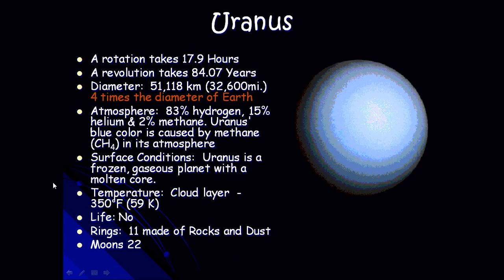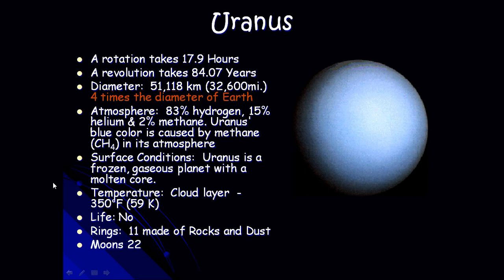Now, Uranus, or some call it Uranus, depending on your pronunciation, but the information about it remains pretty constant. It has a rotation of roughly 18 hours, or 17.9 if you're being specific. The revolution takes about 84 years. It has a diameter of roughly 51,118 kilometers, or 32,600 miles, which is 4 times the diameter of Earth.